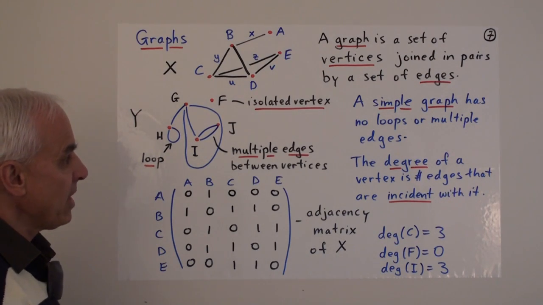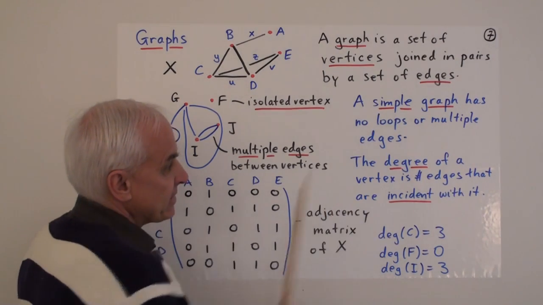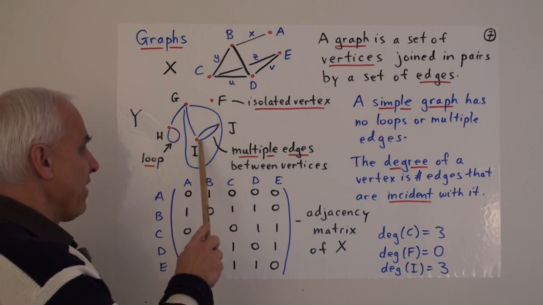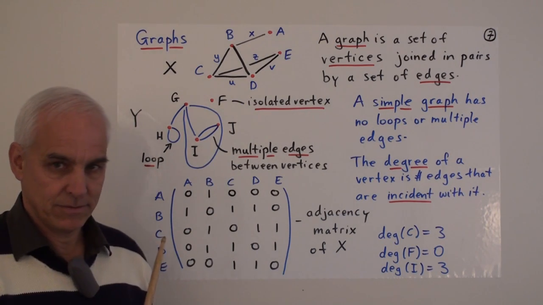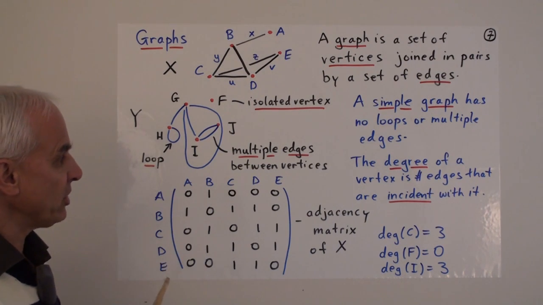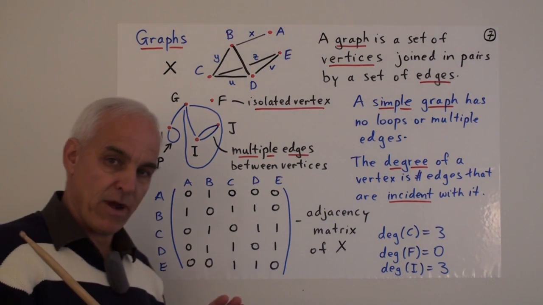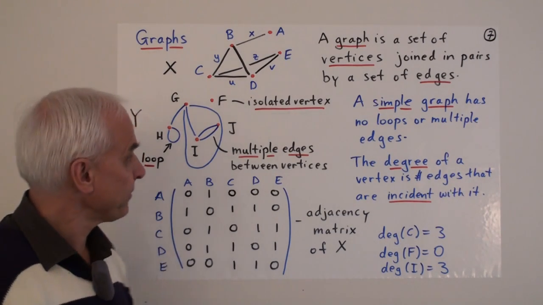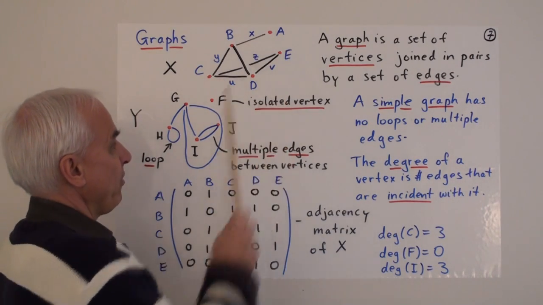Okay. So a simple graph is a special graph that doesn't have any loops and doesn't have multiple edges. So no loops or multiple edges means we're talking about a simple graph. Theory of simple graphs is particularly pleasant. This is an example of a simple graph.